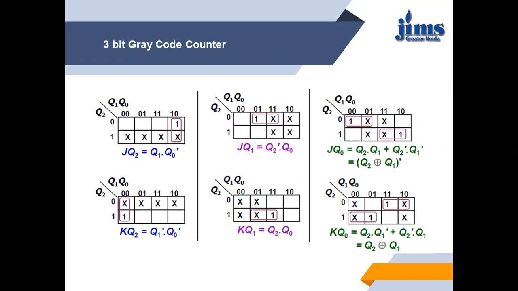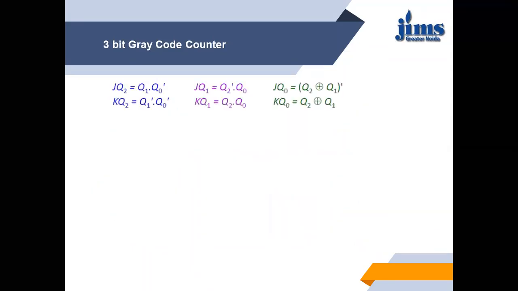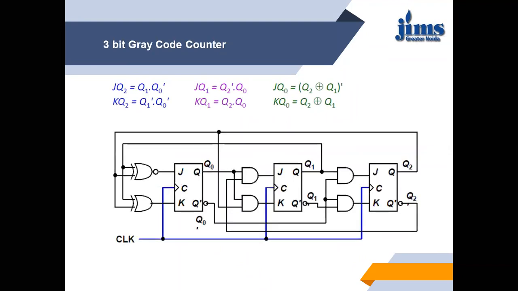And after finding the Boolean expressions for the Js and Ks, we can draw the circuit directly. So here I have put the values that came in the last slide. So you can draw the circuit, and again keep in mind that the clock is common to all flip-flops because we are designing synchronous or parallel counters. So this is how the design looks from step 1 to the final step.